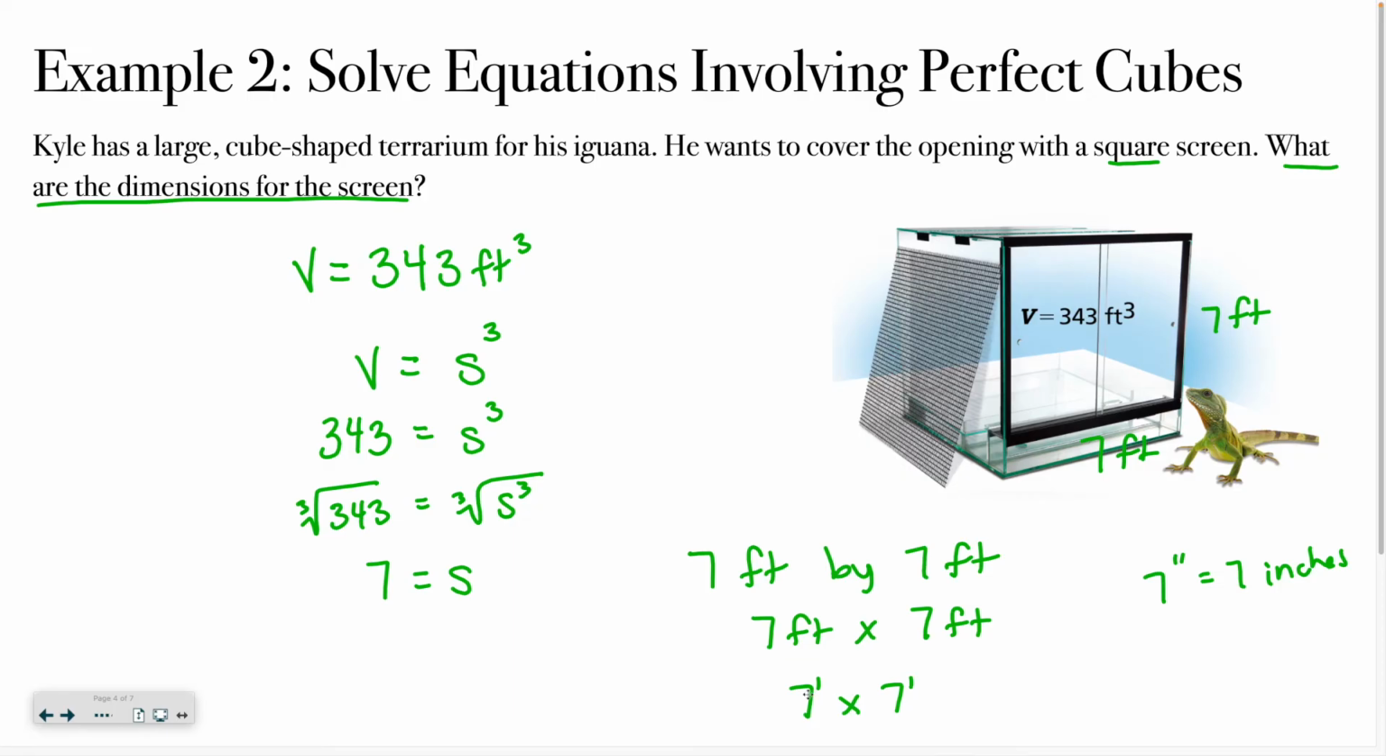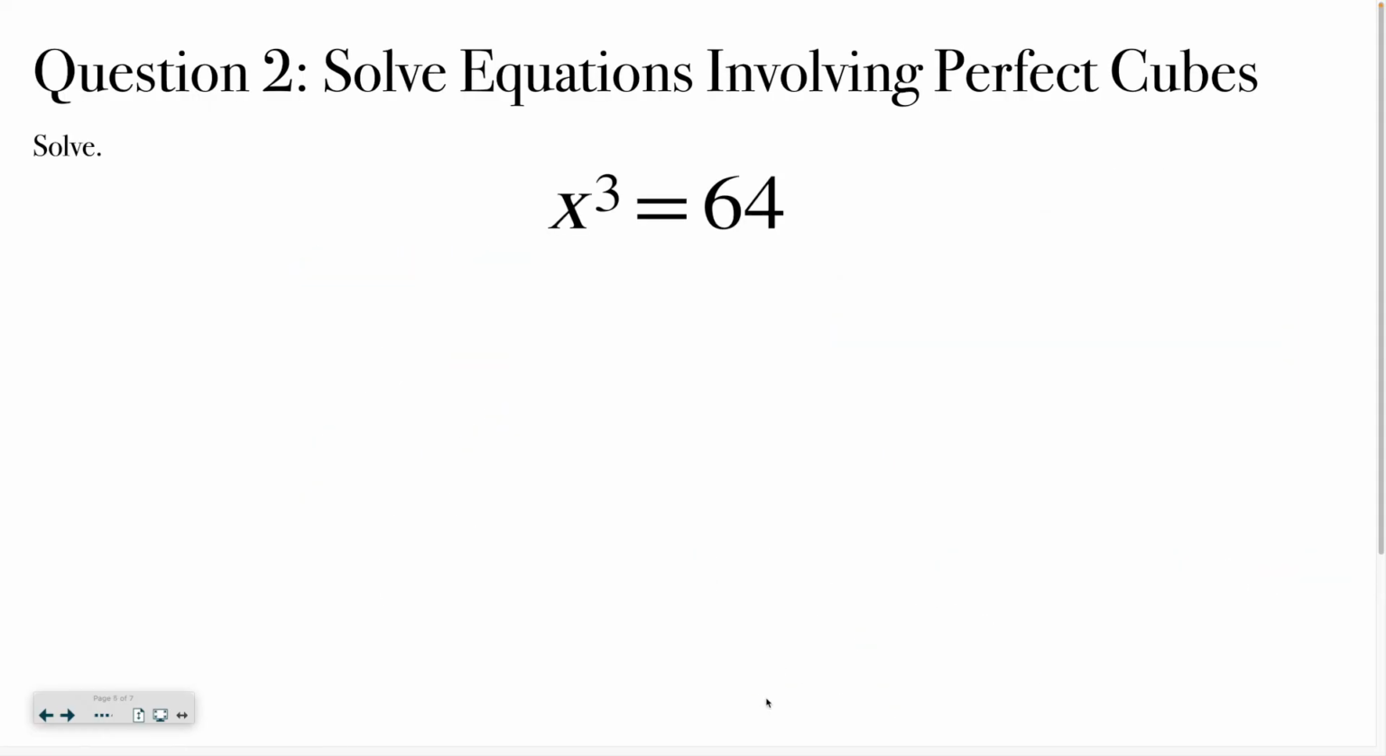Okay, so if you would like to switch to the tick marks, I'm okay with that. However, make sure that I can read your writing and it's very clear that that is what you're doing. You are labeling with that tick mark. All right, your turn. Go ahead, solve x cubed equals 64. Good luck.